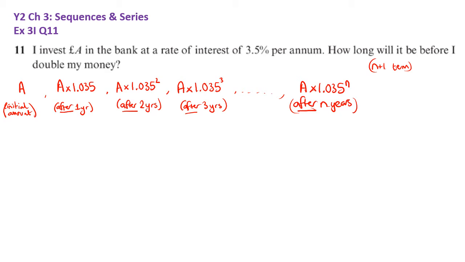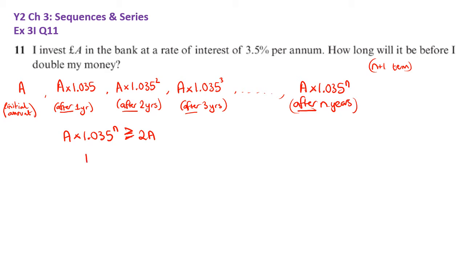So I'm answering the question, after how many years will I double my money? So after how many years will A times 1.035 to the n be equal to 2A, or you could have used, you can use greater than or equal to 2A here. Solving this, well, we can divide both sides by A. We can assume that A, our initial amount, is not negative or 0.